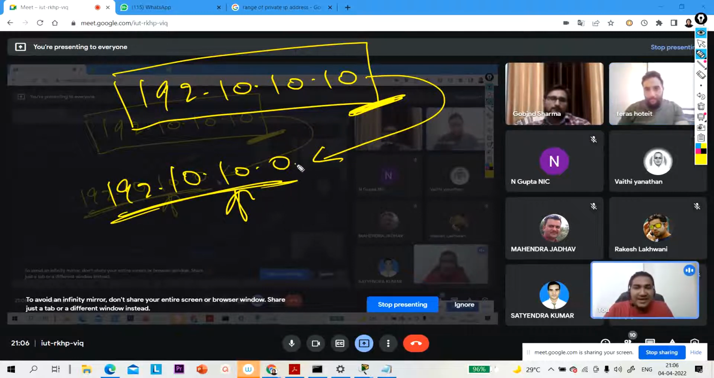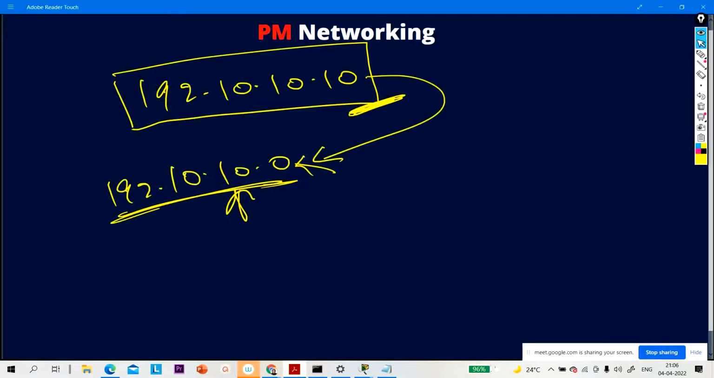So is it a valid host IP address? It is a network address, right? So you can't assign the network ID, the first IP address of your network, to a host, because this one is reserved for the network ID. And the last one is reserved for the broadcast ID.